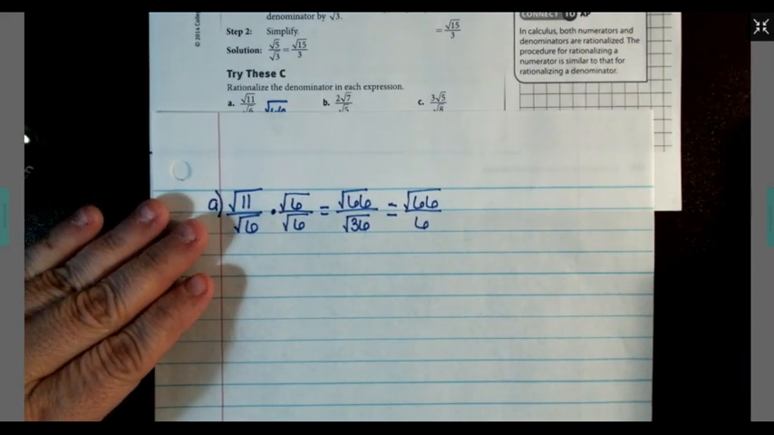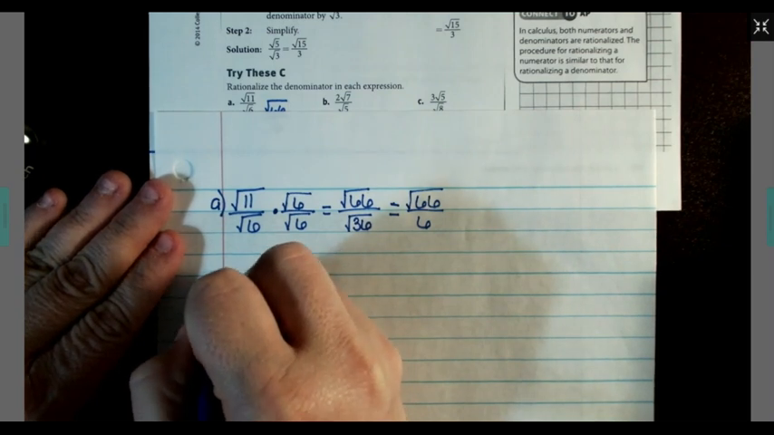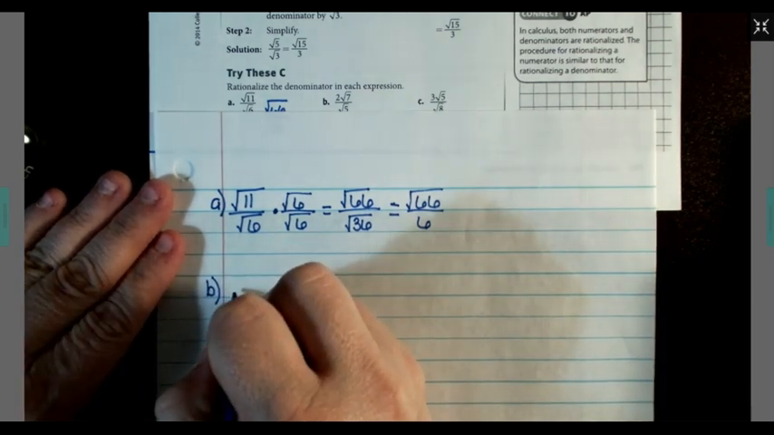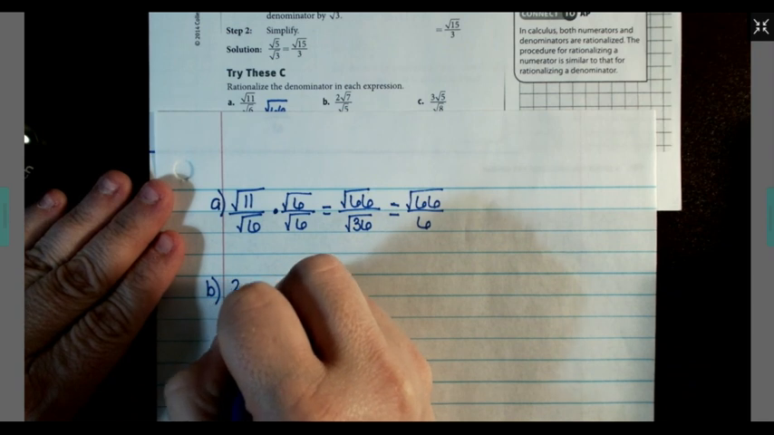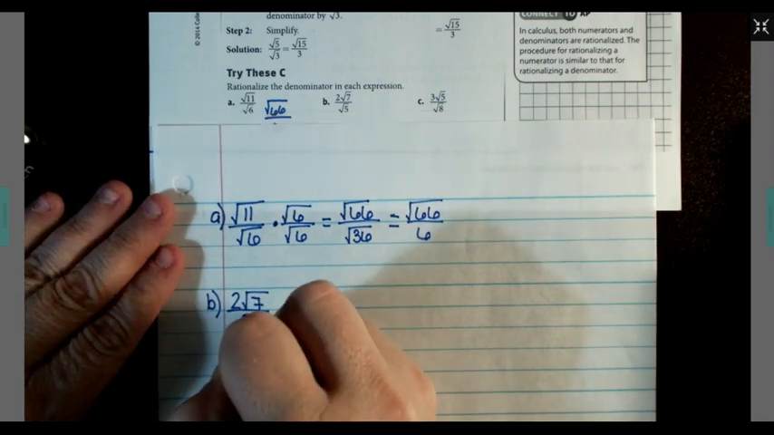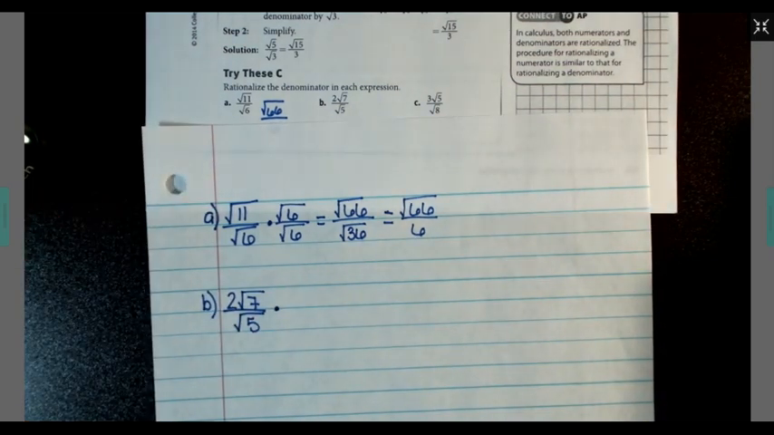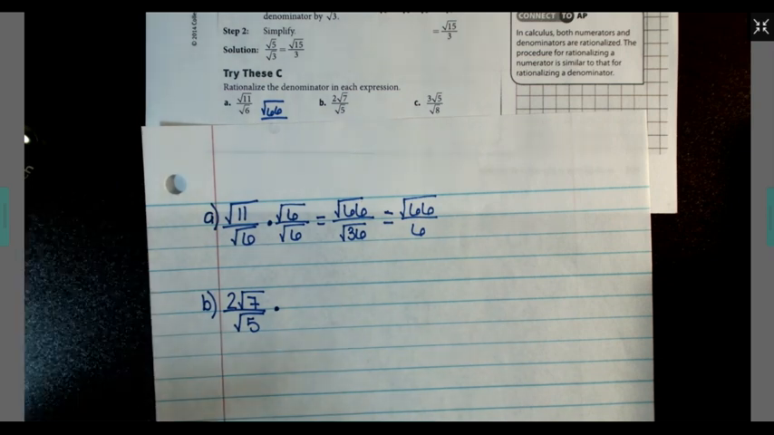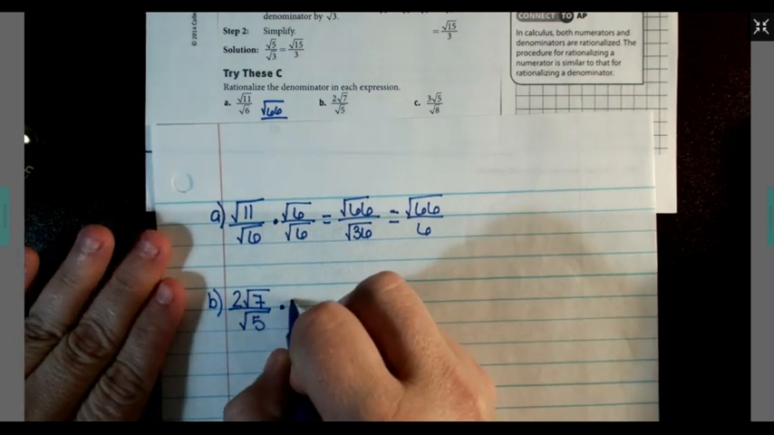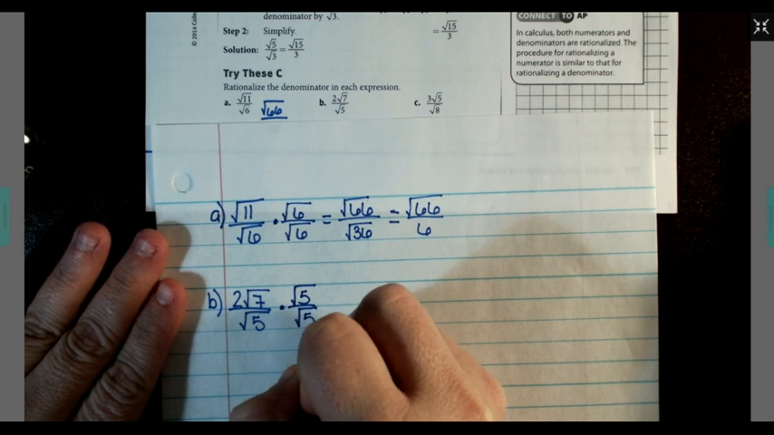Let's take a look at B. B states 2 square root of 7 over the square root of 5. We're going to multiply by this well-chosen 1, and that 1 is going to be the square root of b over the square root of b. So whatever is in your denominator position. So we're going to do square root of 5 over square root of 5.